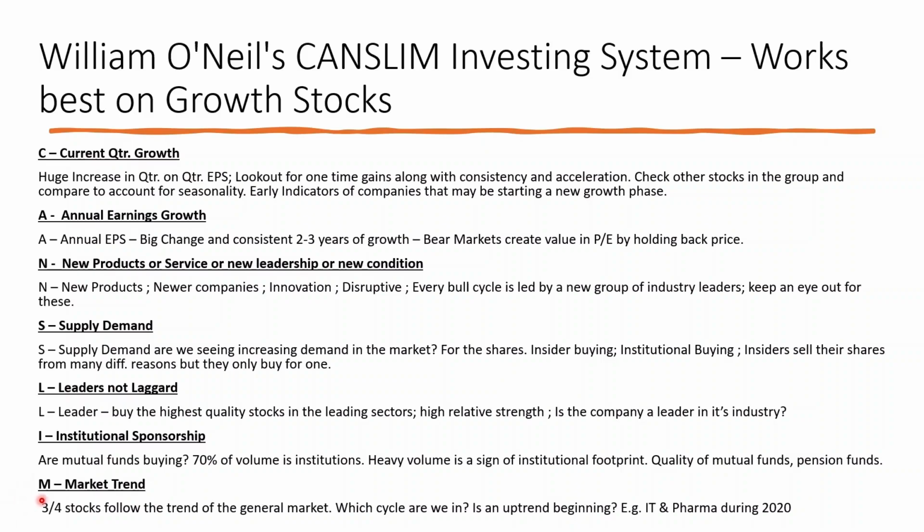Then the last one, which is M and is possibly the most important, is the market trend. This comes from the discussion we had earlier about the market cycle and how it influences stock prices. So three out of four stocks follow the trend of the overall general market. So you have to be very well aware of which cycle we are in. Is it a beginning of the uptrend? Is it the end of a markup phase? Is distribution happening? Is accumulation happening? These things we have to be aware of.